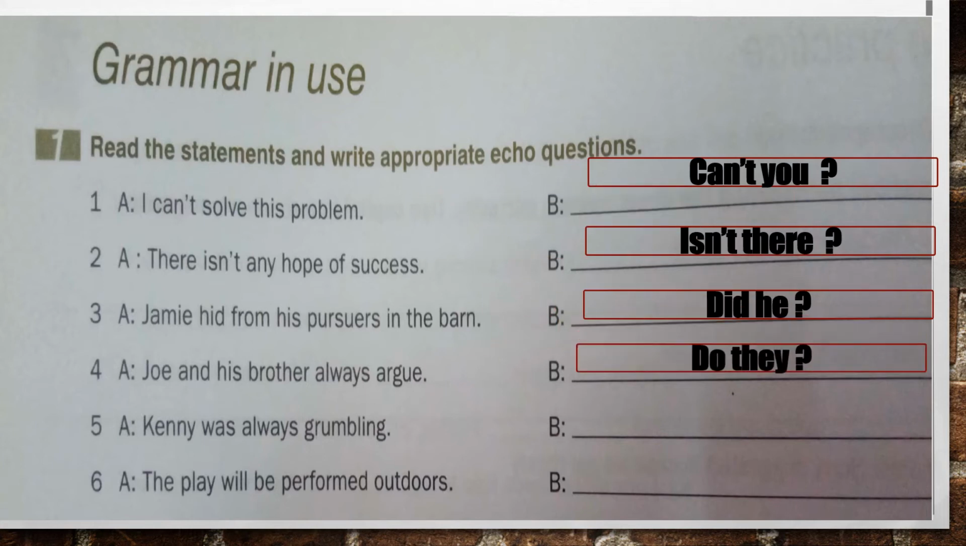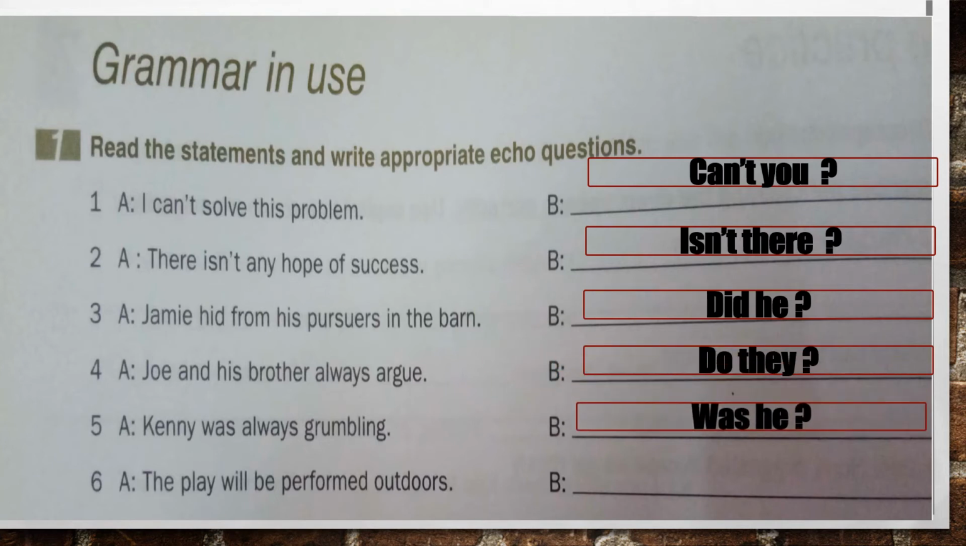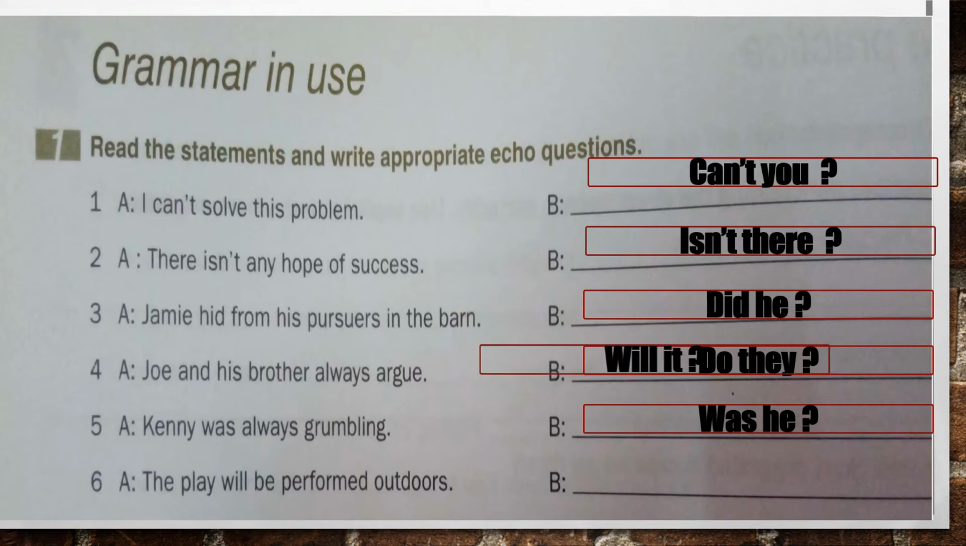Joe and his brother always argue. Argue verb 1, so we use do they. Kenny was always grumbling, so it is echo. Was he? The last one, the play will be performed outdoors, so will it. Okay?